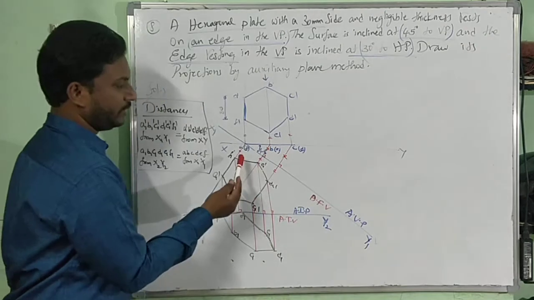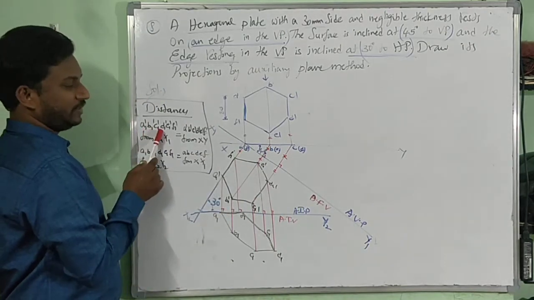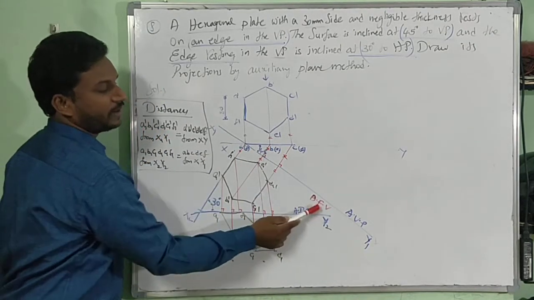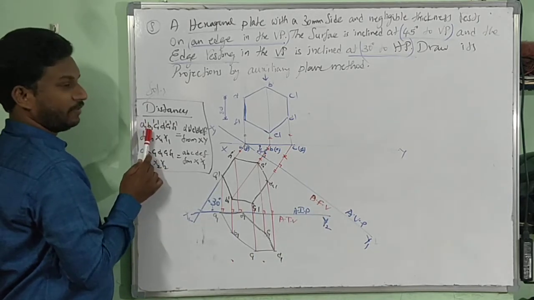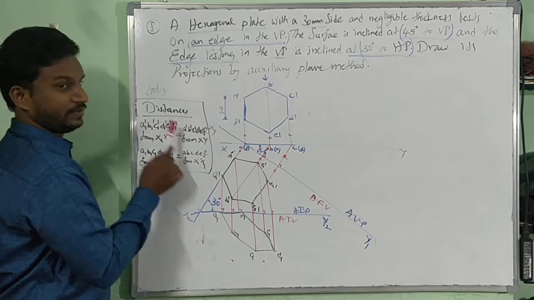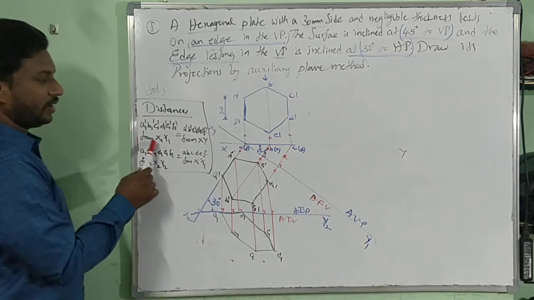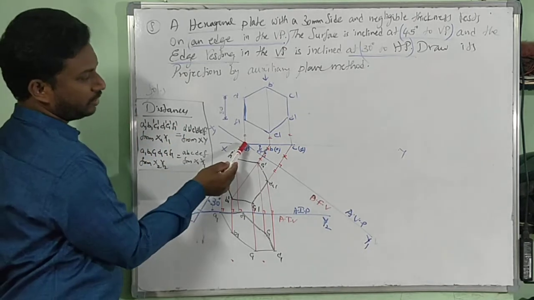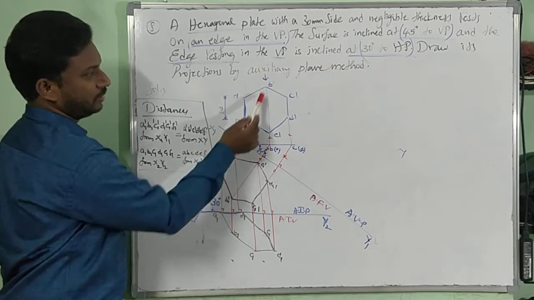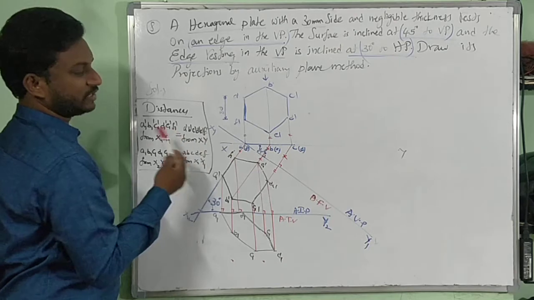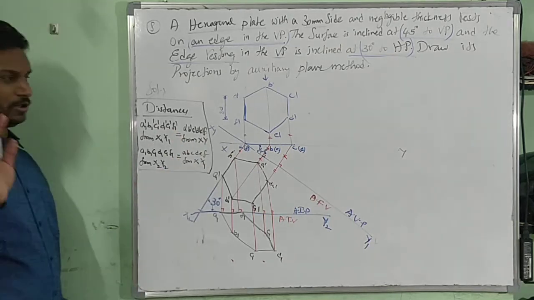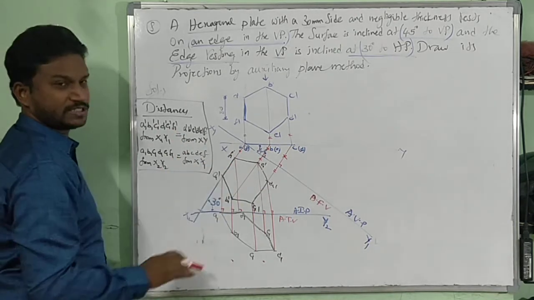Those distances are nothing but what I have drawn: A1 dash, B1 dash, C1 dash. The auxiliary vertical plane is used to determine the auxiliary front view, whose points are A1 dash, B1 dash, C1 dash, D1 dash, E1 dash, F1 dash. From X1, Y1, that should be equal to A dash, B dash, C dash, D dash, E dash, F dash from X1. Simple logic. Then you will get the shape.